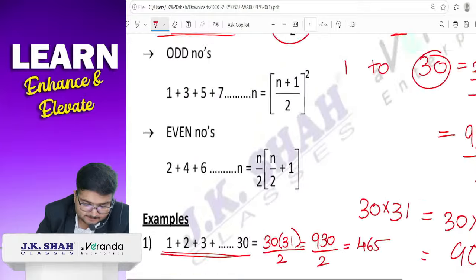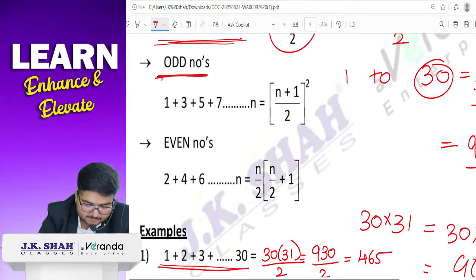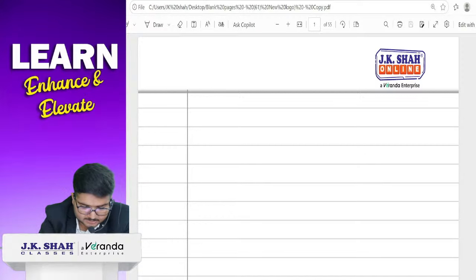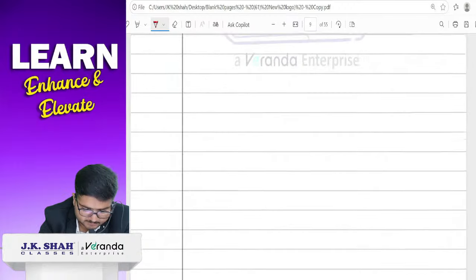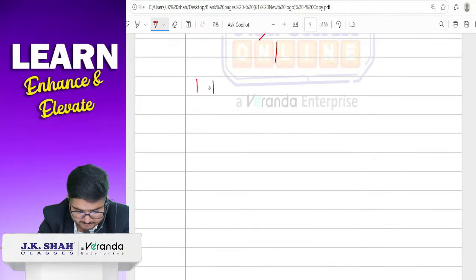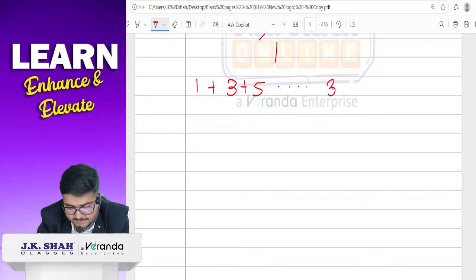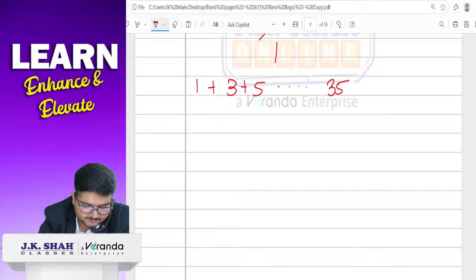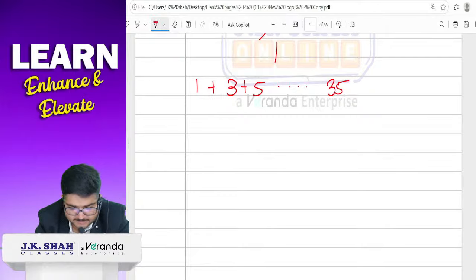The second type of sum is sum of odd numbers. What if they ask you sum of odd numbers, only odd numbers? Addition of odd numbers. For example, 1 plus 3 plus 5 till they ask you till 30. Let us take 35. Right? So 1 plus 3 plus 5 till 35. So this becomes your n.